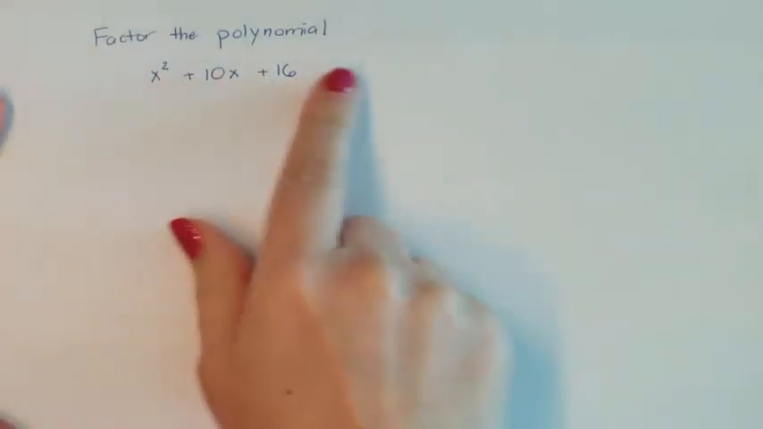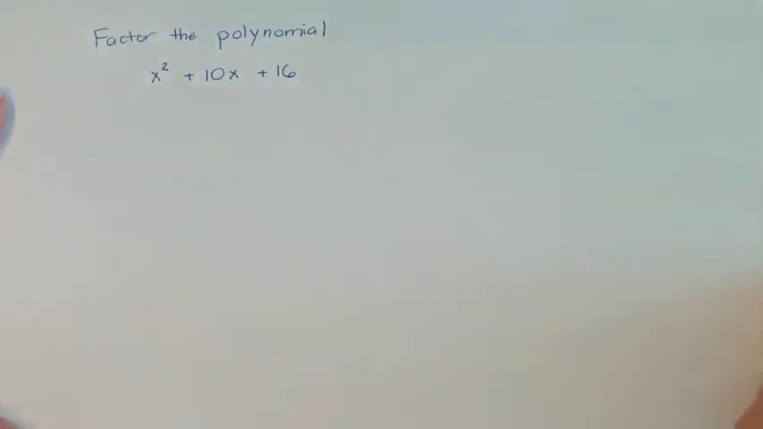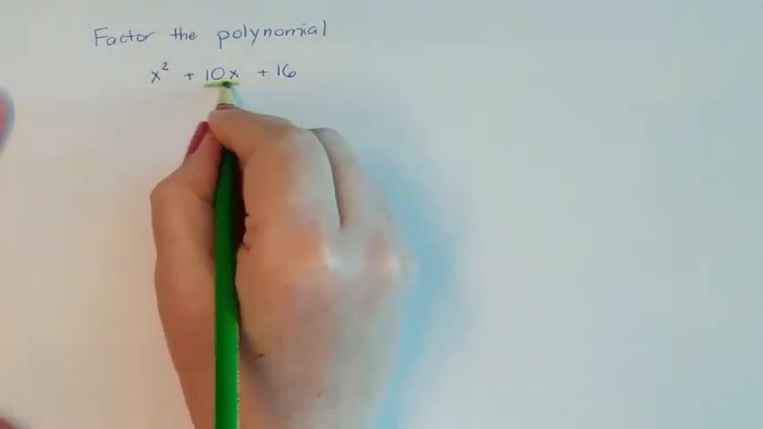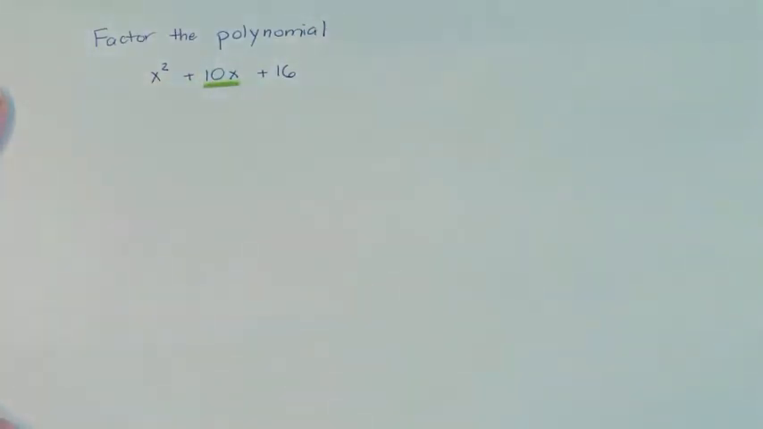So we're being asked to factor the polynomial. We have 3 terms. We so far do not know how to factor if we have 3 terms. We know 4. So we are actually going to mathematically figure out how to split this 10x so that we could have 4 terms and not 3.